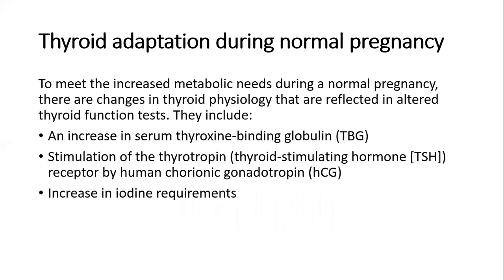They can also have other effects like stimulation of oxygen consumption by metabolically active tissues, except testes, uterus, spleen, lymph nodes, and the anterior pituitary gland. So we have different thyroid adaptations during normal pregnancy. We have to meet the increased metabolic needs during normal pregnancy. There are changes in thyroid physiology that are reflected in altered thyroid function tests, and these may include an increase in serum thyroxine binding globulin, stimulation of the thyrotropin receptor by human chorionic gonadotropin, and an increase in iodine requirements.